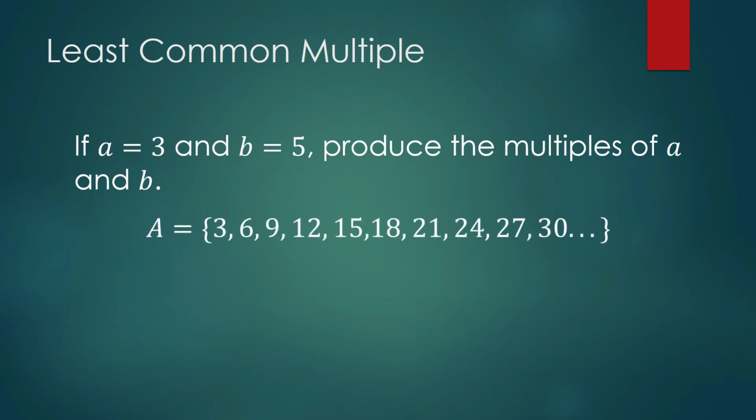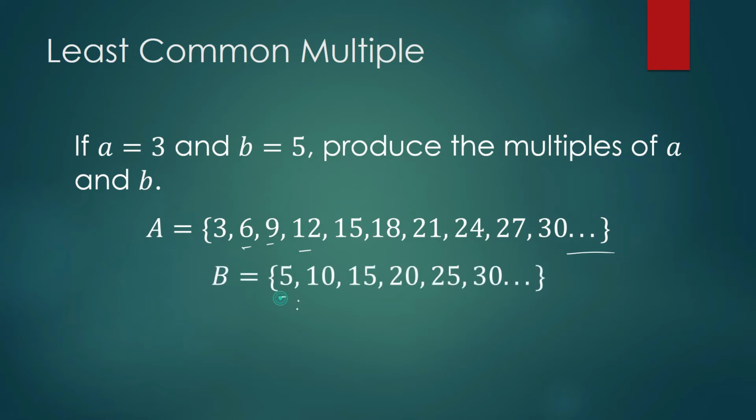So set A is equal to 3, which is 1 times 3, 2 times 3, 3 times 3, 4 times 3, and so on and so forth. So the multiples of A go to infinity. It does not stop. The multiples of B are 5, which is 1 times 5, 2 times 5, 3 times 5, 4 times 5, and so on and so forth. So the multiples of 5 also run to infinity.